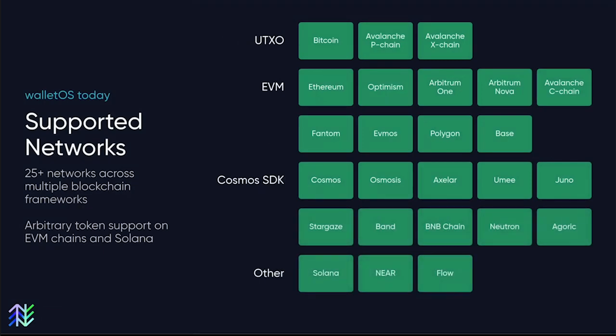And these are some of the networks that we support. Agoric is one of them, but we have many more. So if you're building something on Agoric and you want to go multi-chain, or you already support something that is not Agoric and want to support Agoric, I think we can help.